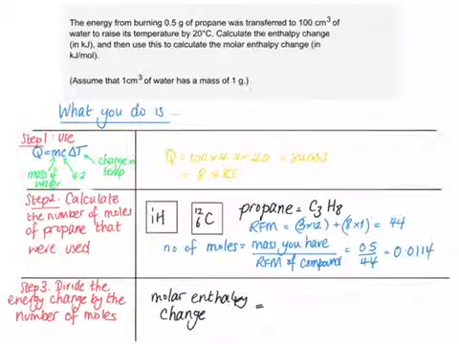Now for the last part, we need to calculate the molar enthalpy change. To calculate the molar enthalpy change, you divide the energy change, which is the enthalpy change, which is this number here, by the number of moles, which is this number here. So this is the enthalpy change, but we need to calculate the molar enthalpy change. You divide the energy change by the number of moles.